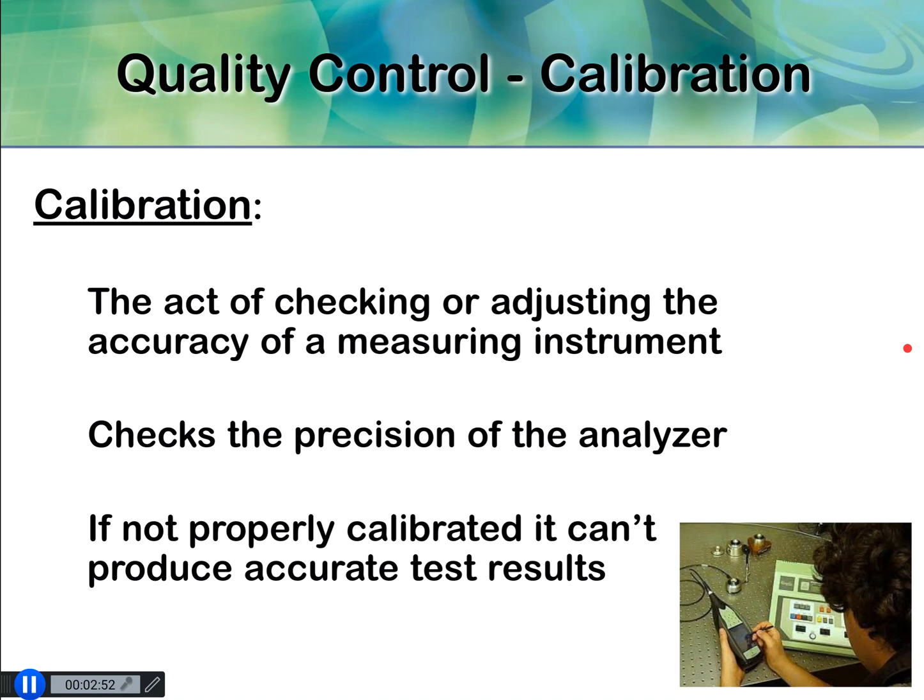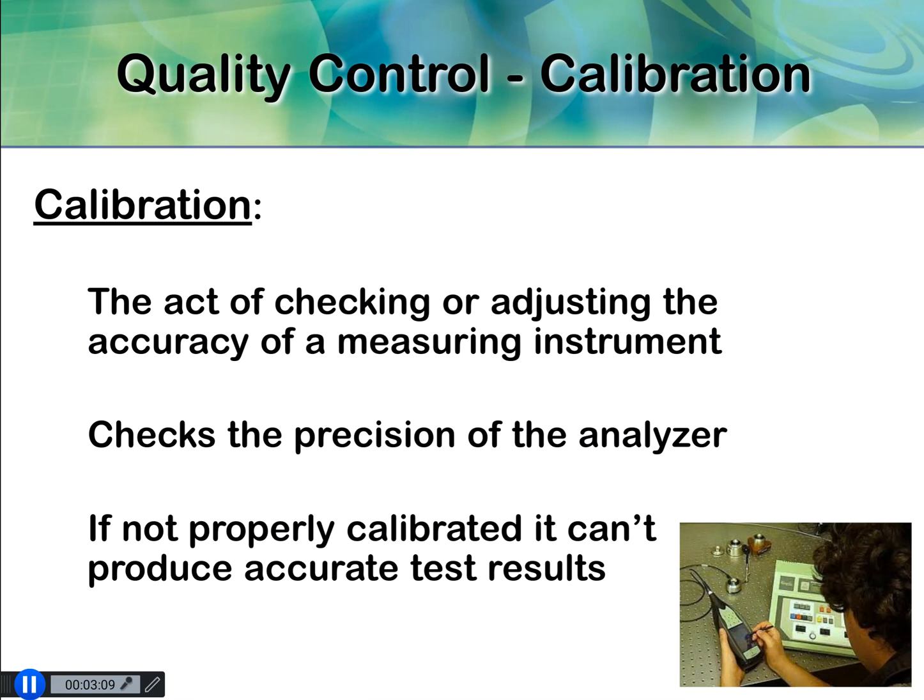So calibration is the act of checking or adjusting the accuracy of a measuring instrument. So this checks the precision of the analyzer, whatever it is we're using. If a machine is not properly calibrated, it can't produce accurate test results.